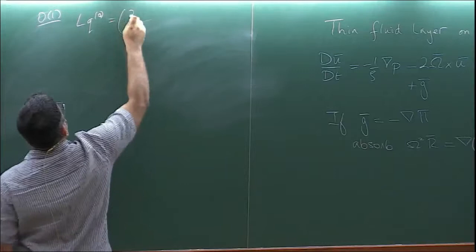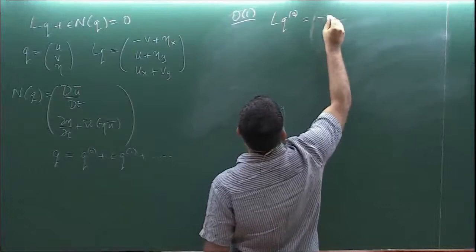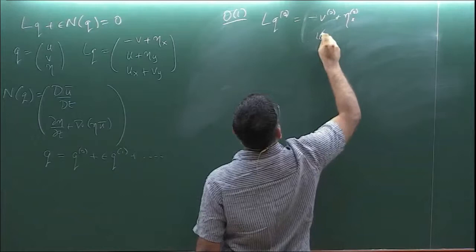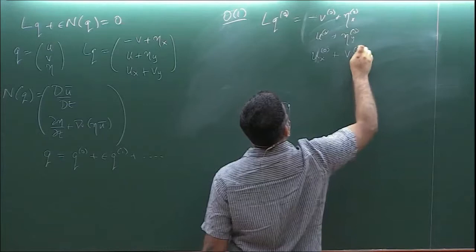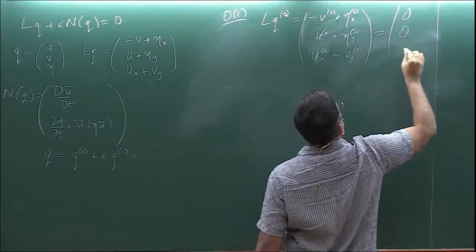Might as well write it this way: minus V naught plus eta naught X, U naught plus eta naught Y, U naught X plus V naught Y. Allegedly this should be 0, 0, 0.